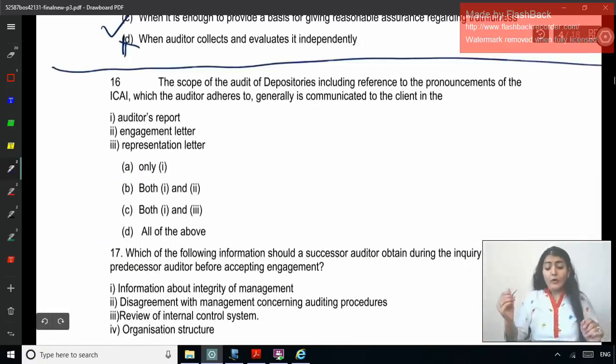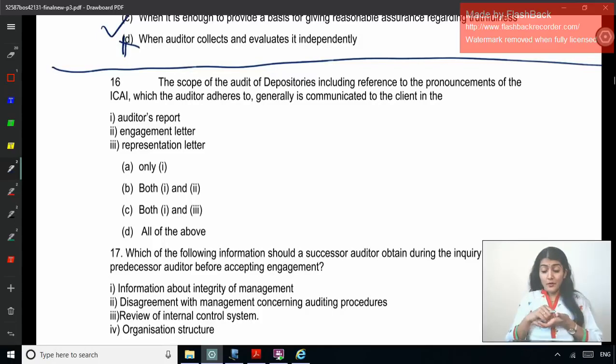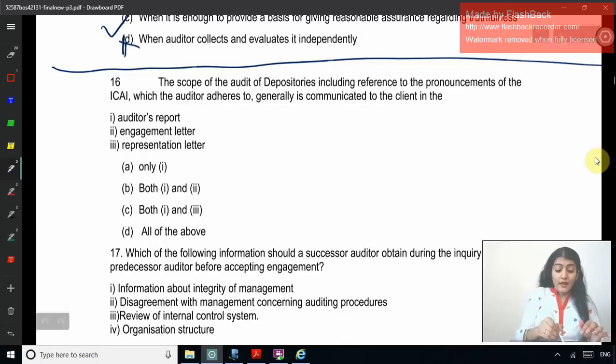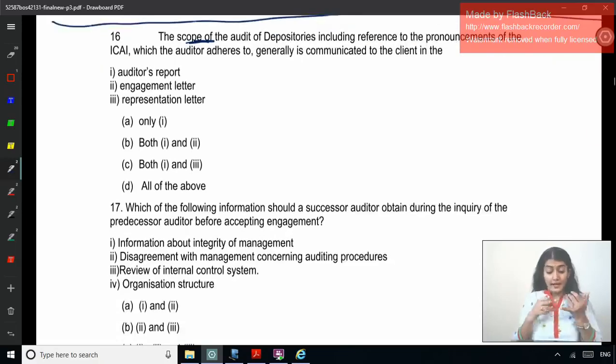The scope of the audit of depositories, including reference to the pronouncements of ICAI, which the auditor adheres to, generally is communicated to the client in. So, when you are doing an audit of depositories, your terms of engagement in reference to the pronouncements of ICAI, how you are going to go about the audit, scope of audit, right, what all areas you will cover is communicated to the client in the audit report, engagement letter, representation letter.